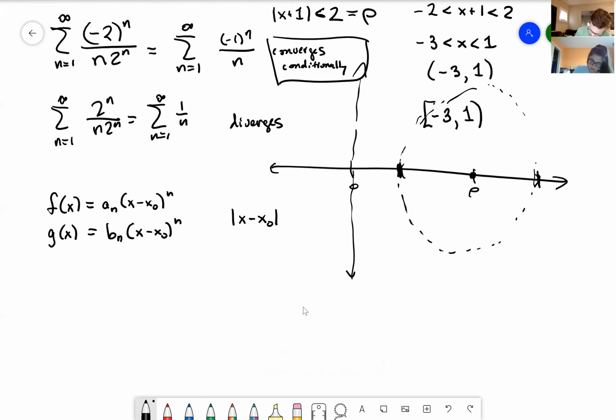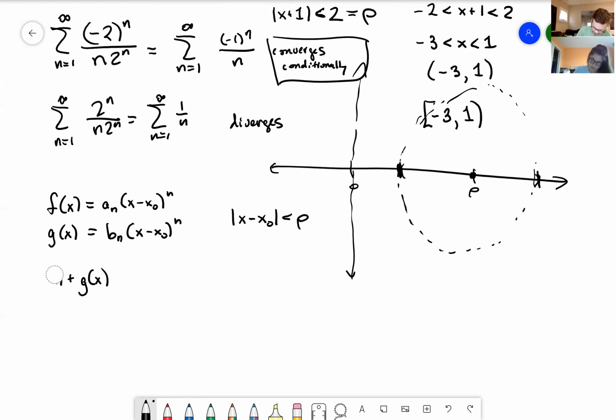They both converge whenever we're within rho of the center. So what happens when we add them together? Well, we can add them together termwise, or we can subtract them. f plus or minus, let's just say plus. Mentally substitute minus if you want to think about minus. So f of x plus g of x.